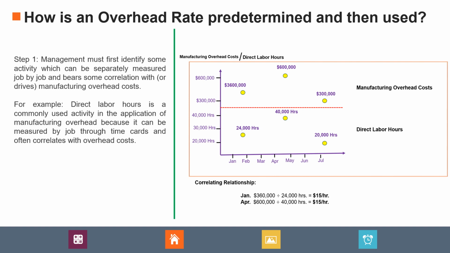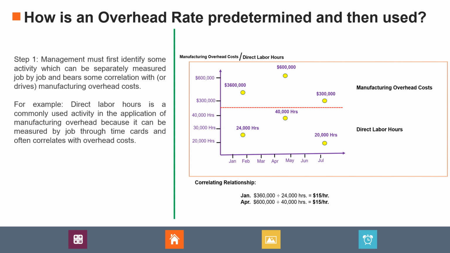Are we using more electricity, more utilities? Are we using more indirect materials? We probably have to run a separate shift, a second shift of supervisors. It is very likely that if in fact we increase the amount of hours of employees working directly on products, we are probably also going to be increasing our manufacturing overhead costs. There probably is some correlating relationship.